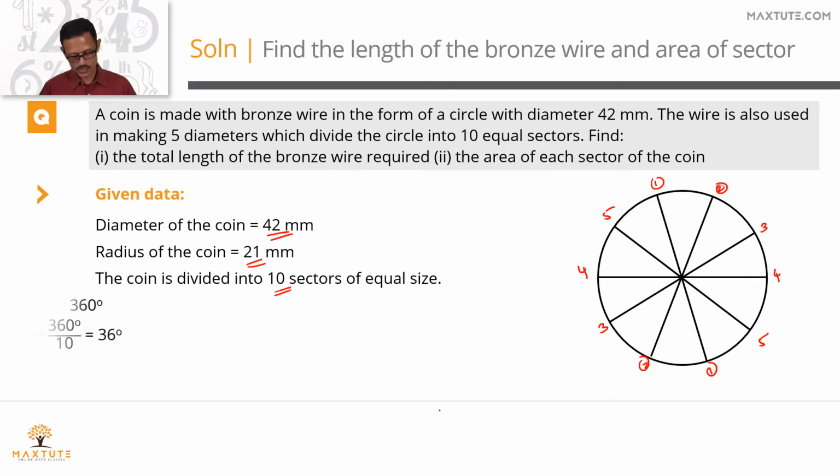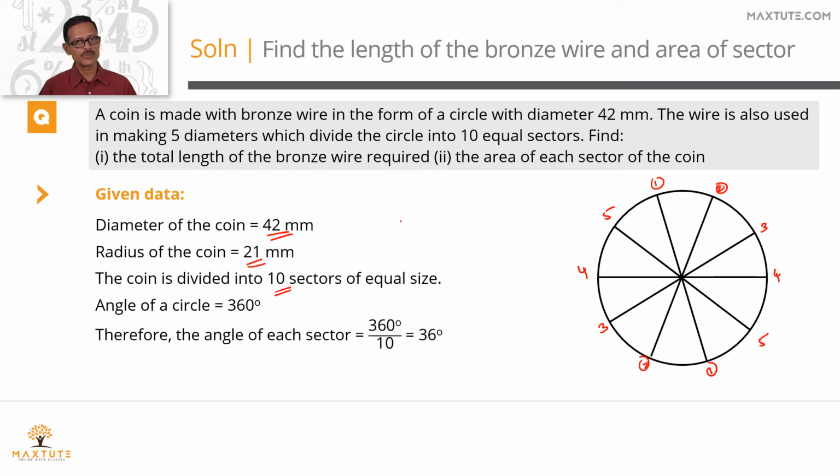First thing we need to find out is the total length of the wire used. But before that, we'll do one simple calculation because these are all equal sectors. Let's find out the angle subtended by each sector. 360 degrees is the angle in the entire circle. We have 10 equal sectors, so the angle subtended in each sector is going to be 360 upon 10, which is equal to 36 degrees. So each angle is going to be 36 degrees.